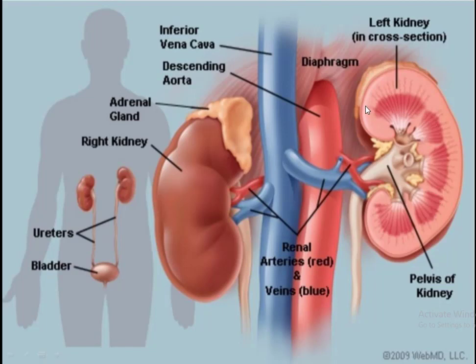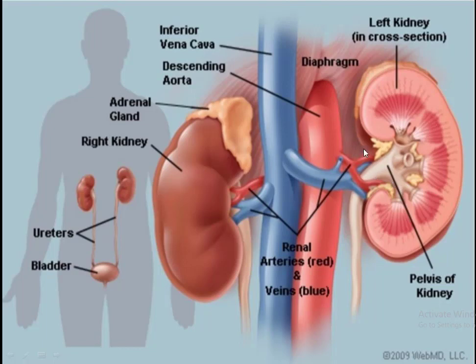Each pyramid ending in minor calyces. 2 or 3 minor calyces will unite to form major calyces, and the major calyces will contribute to forming the renal pelvis.